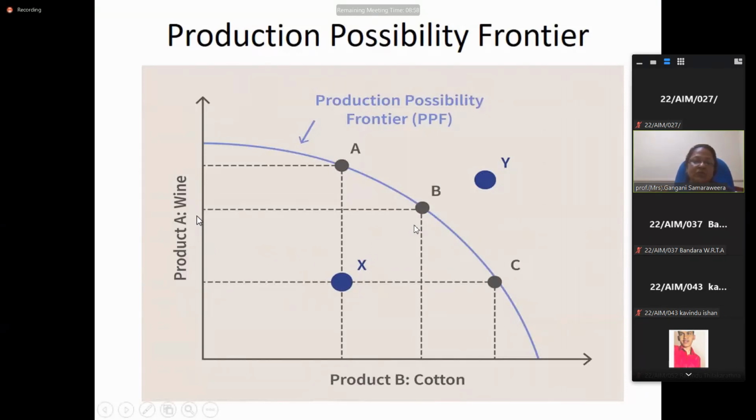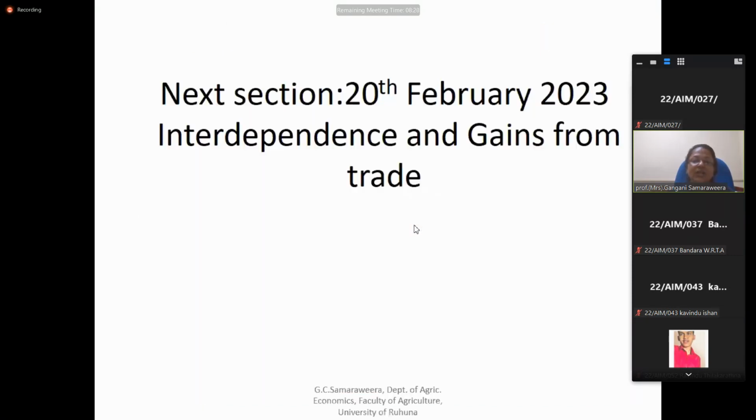Inputs are there to produce here wine and cotton. Okay. But outside the line, the production is not feasible, not efficient. So this curve only gives possible production. That's why it is called the production possibility frontier. Clear to you all?